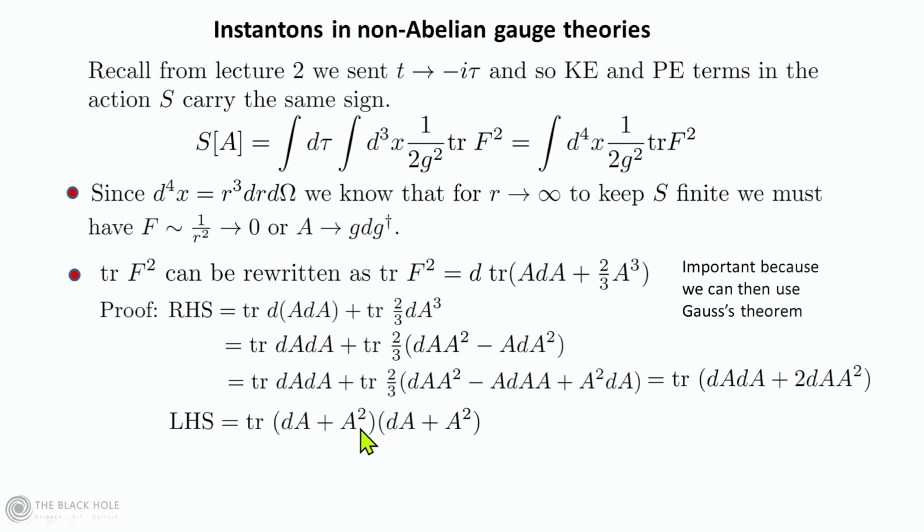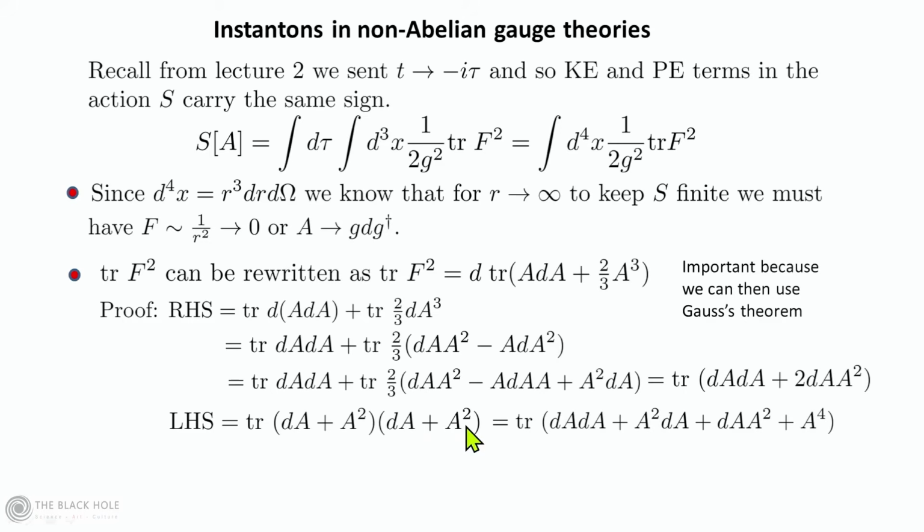Now I have trace of F squared, so trace of F into F. F is dA plus A squared. Multiply this out. dA into dA, which is here. dA into A squared, which is here. And A squared into dA, which is here. And then I have A to the 4th.